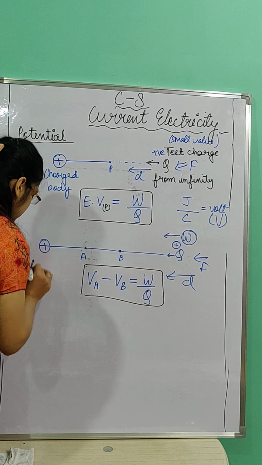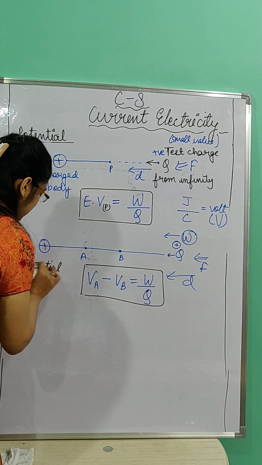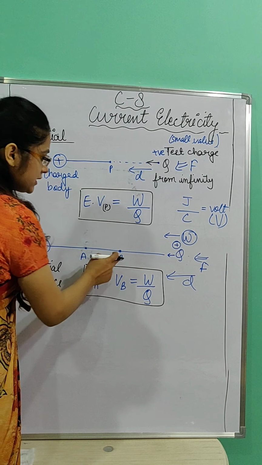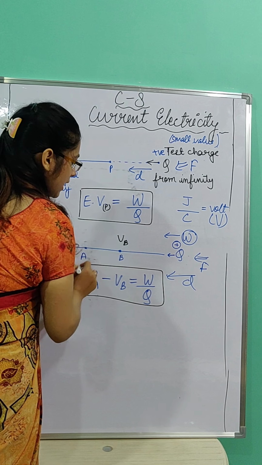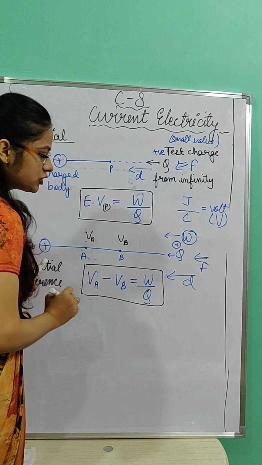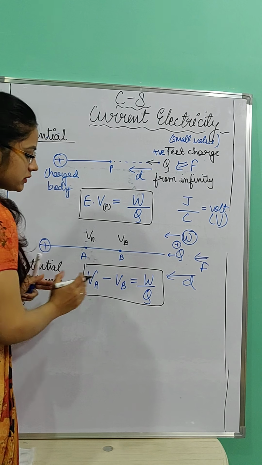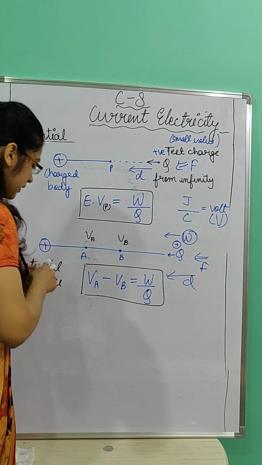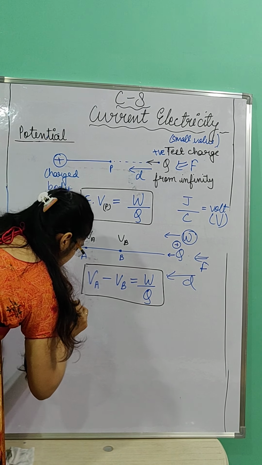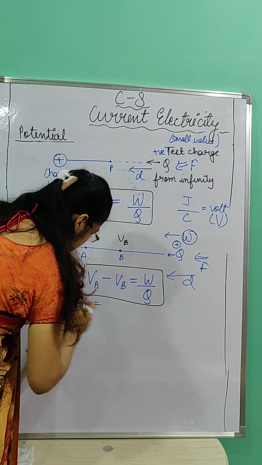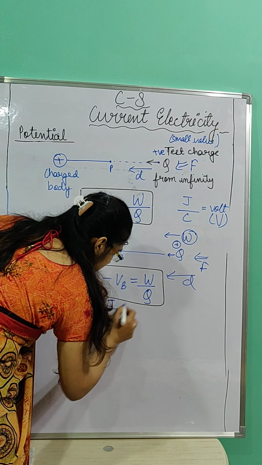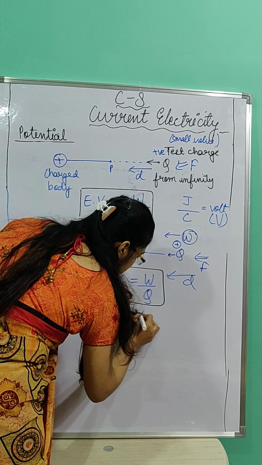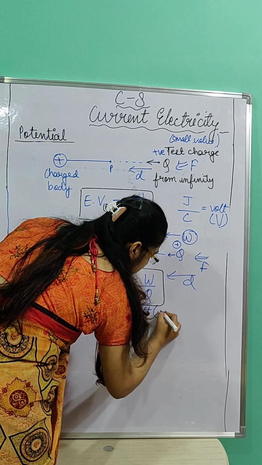In this case also, first of all this VA minus VB is called the potential difference. Obviously at this point it was having some potential, at this point it was having some potential. So the difference of these two potentials will be represented by the work done per unit charge. Again about the SI unit, work done is measured in joules, and charge is measured in coulomb, that is your volt. The same unit as that of potential.